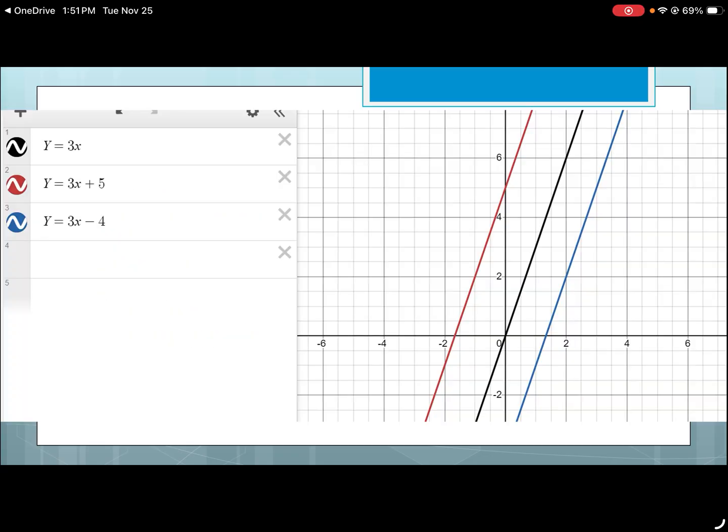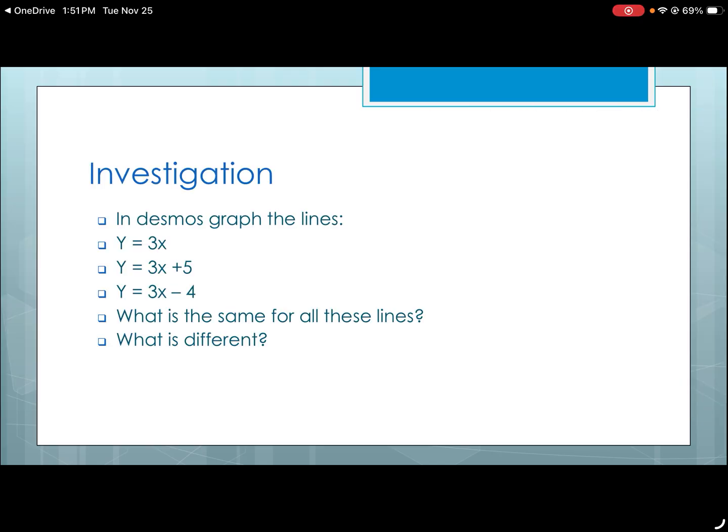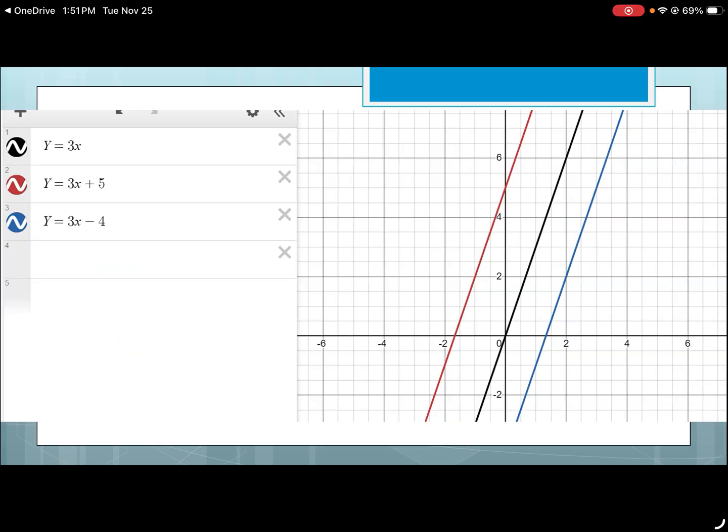Okay, so these are the lines then. y equals 3x, y equals 3x plus 5, y equals 3x minus 4. And the questions say, what is the same for all these lines? What is different, right? Now, I'm hoping you could have done this just based on the actual equation itself, right? y equals 3x, y equals 3x plus 5, and y equals 3x minus 4 obviously have the same slope.